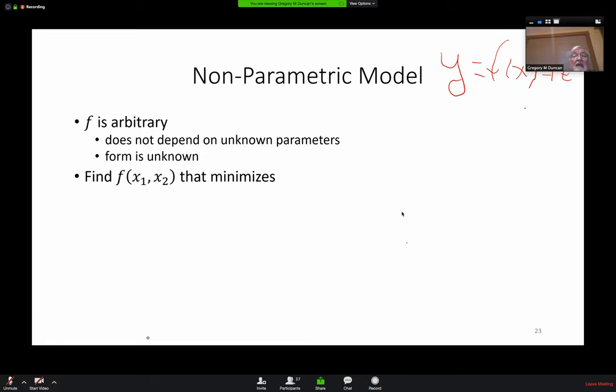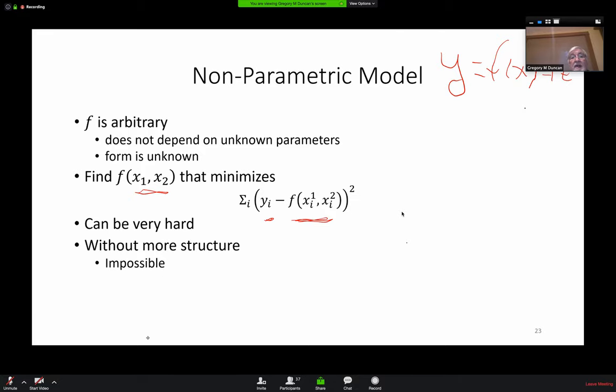What we want to do, let's take a case in which there are just x1 and x2. We want to find the f that minimizes those residuals. So here's y, here's my prediction. Take the difference, square it, sum up. And what I want to do is find an f that minimizes that. That can be very hard. In fact, without more structure, it's impossible. What might be more structure? Well, maybe f is smooth. Maybe it's something else. But without any structure, that problem is not solvable. Where are you going to get the structure? You're going to get it from domain knowledge.